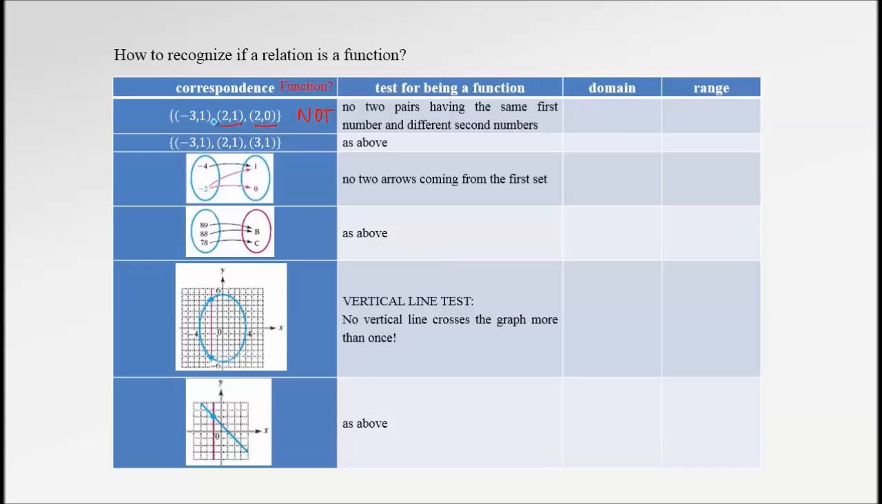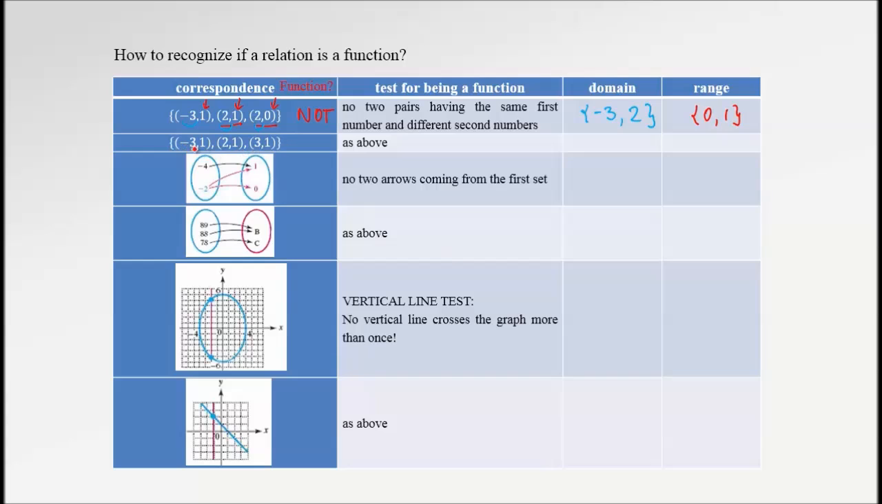What's the domain? To get the domain, we're looking at the first coordinates only. So the set of first coordinates is -3 and 2. To get the range, we're looking at second coordinates of the ordered pairs. So in this case it's 1 and 0. We can write it in order 0, 1.